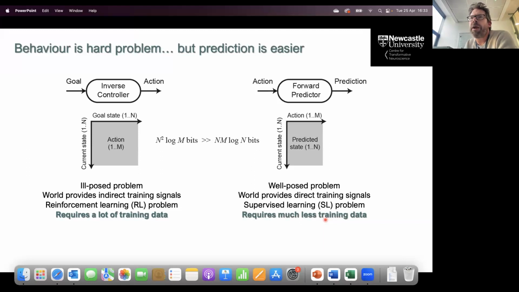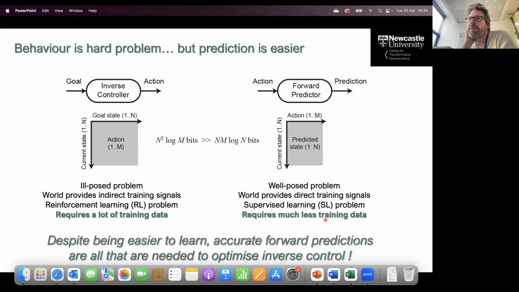And so if there's a discrepancy between what you predicted and what actually happens, the world is telling you what you should have predicted. So you can learn these problems as a supervised learning problem with a sort of error-based approach. And as a result, you can learn these kinds of forward models with much less training data.